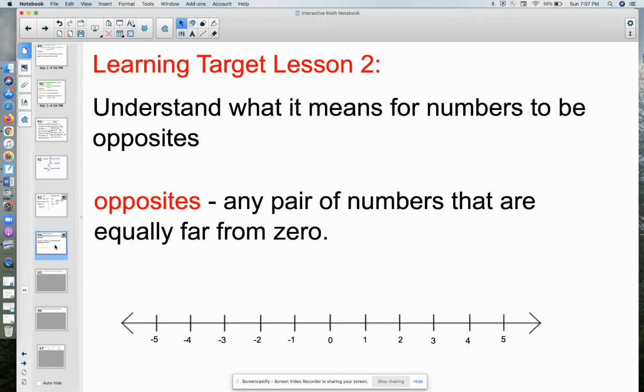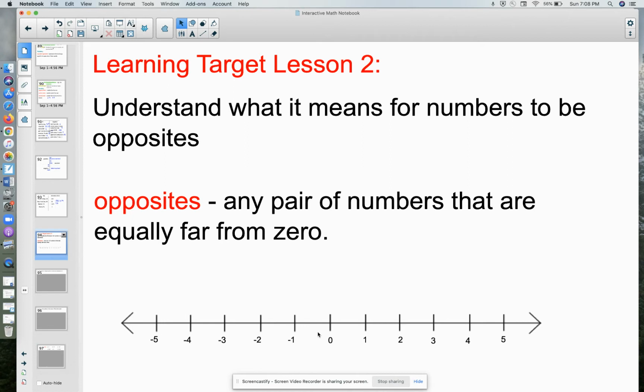All right. For lesson 2, the learning target: understand what it means for numbers to be opposites. Opposites are any pair of numbers that are equally far from zero. 1 and negative 1 are opposites because they're the same units from zero. 1 unit here, 1 unit here. 5 and negative 5 are opposites because negative 5 is 5 units away from zero. 5 is 5 units away from zero.